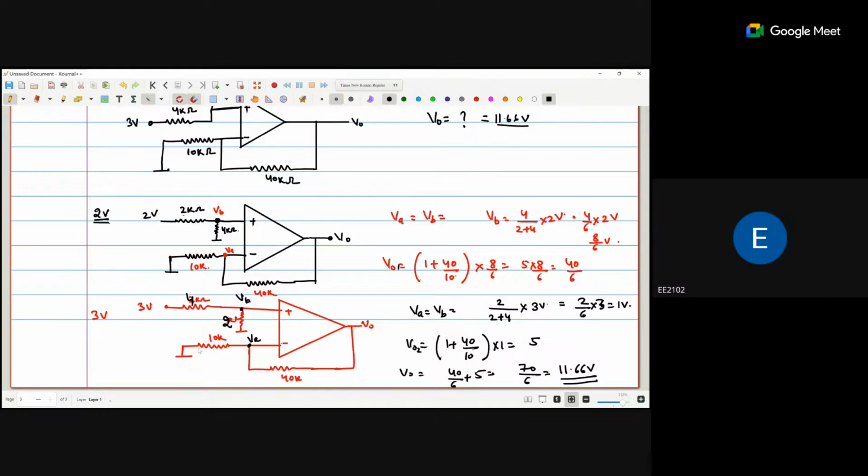Sir, can we apply KVL to solve for VA, like with the 2 volt? Yes, you can apply KCL or KVL basically. So we do not need superposition, we can replace it. Actually, the purpose of using superposition is that here the question is easy. But if we are considering the negative terminal also, the best way is to apply the superposition. That's why I use the same method to apply the superposition every time. Okay?